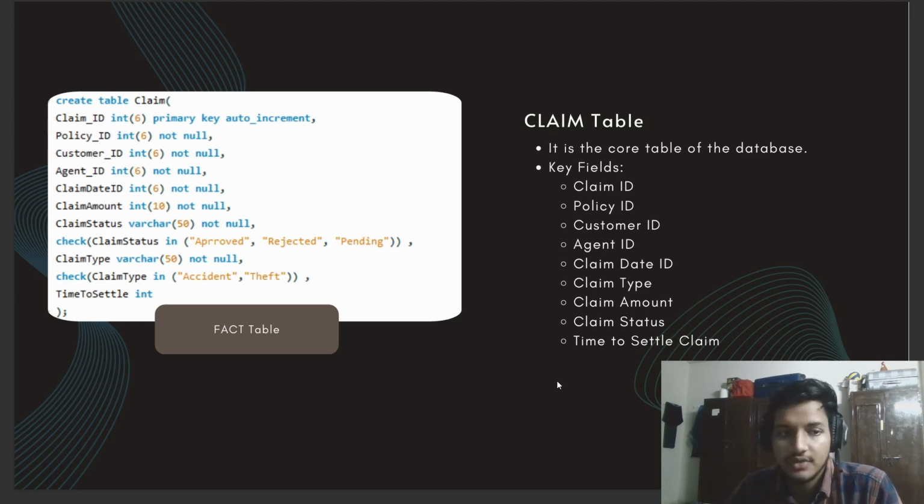And claim type also has a constraint to check it should be accident or theft, and time to settle also. Most of the columns in this claim table are of data type integer. One is a varchar, that is a string, and that is claim status, and claim type is also a string. So this is a fact table. As I previously explained, the fact table is at the center of the database. The further tables that I will be explaining are the dimension tables that surround the claim table.